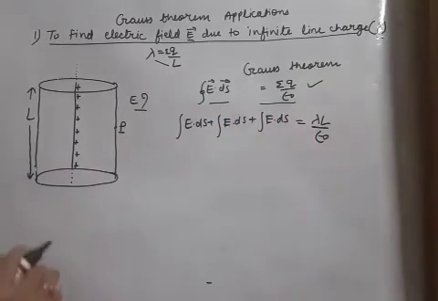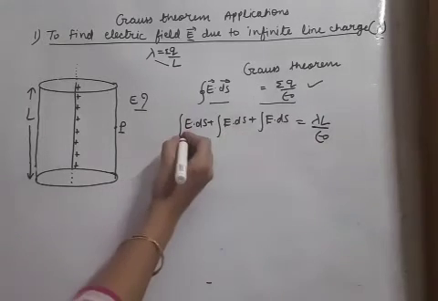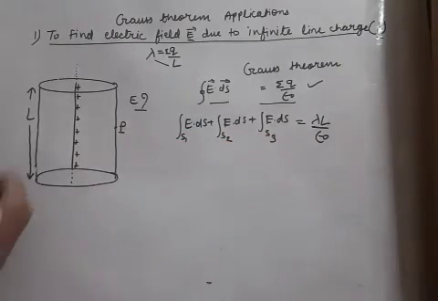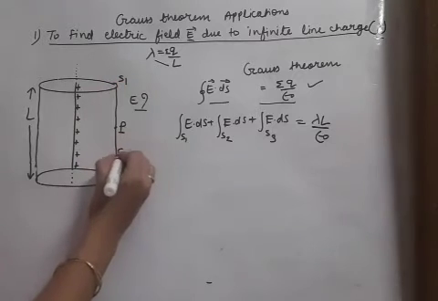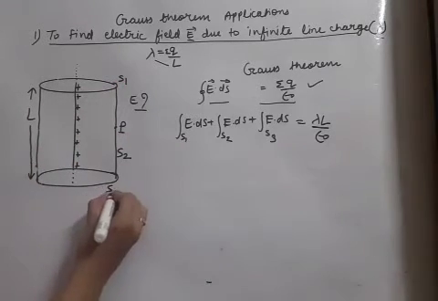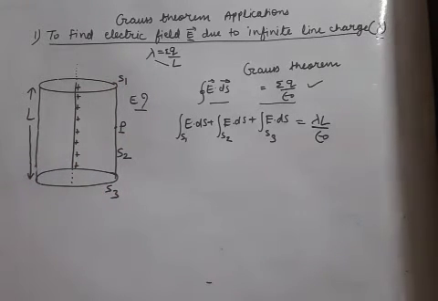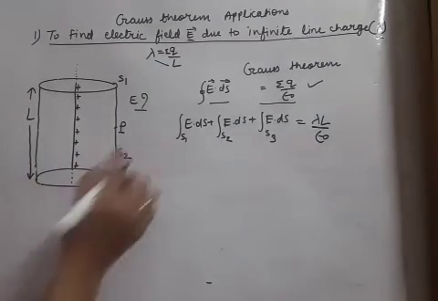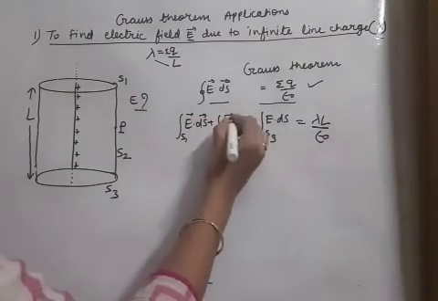For every part we will solve the integral of E dot ds. Let us name these surfaces S1, S2, S3. Suppose this is S1, this is S2 surface and this is S3 surface. Now we have to solve these 3 integrations. Let us start solving. Everywhere vector is there.